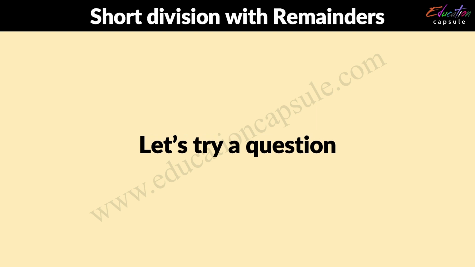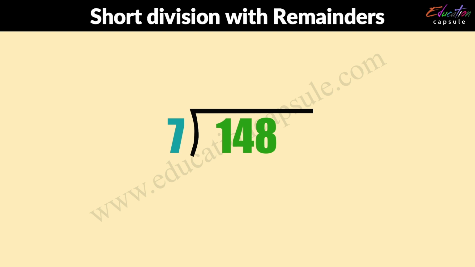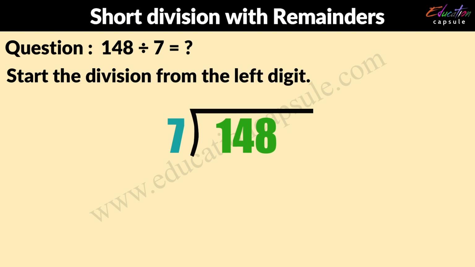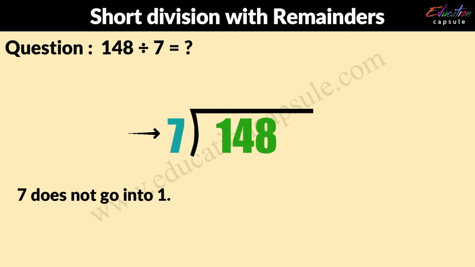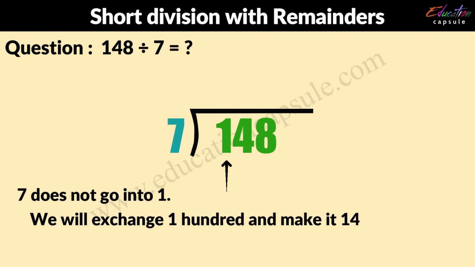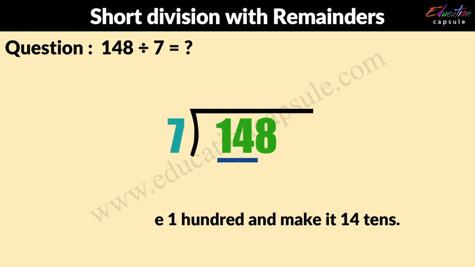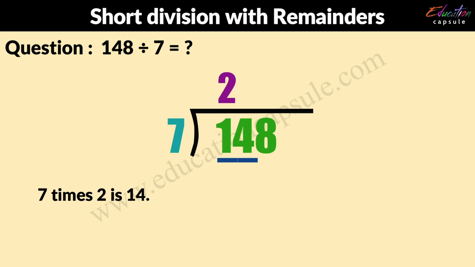Okay, let's try another question. The question is 148 divided by 7 is equal to what? Okay, here is the explanation to this question. Let's start the division from the left digit. As we can see, 7 does not go into 1. So we will exchange 100 and make it 14 tens. Now 7 times 2 is 14 and there is no remainder.